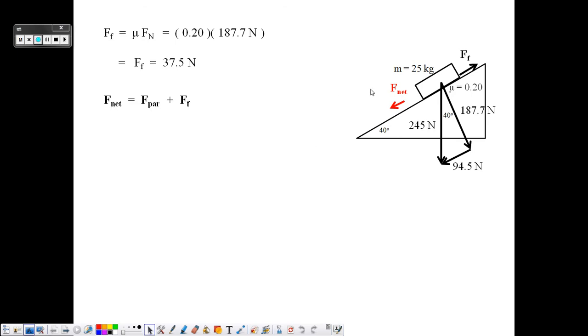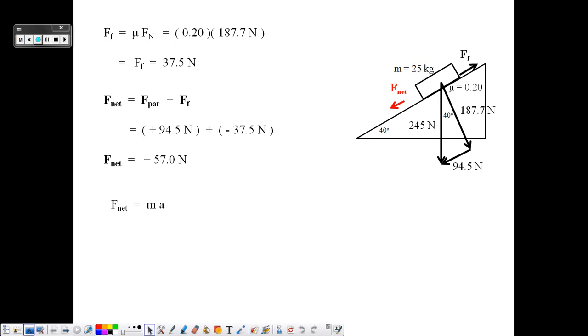So the net force will be the vector sum of the forces acting in the dimension down the plane, force parallel and the friction force. I'm going to consider down the plane as the positive direction, so that makes the friction force negative in magnitude. And the net force ends up having a value of 57 newtons, positive.